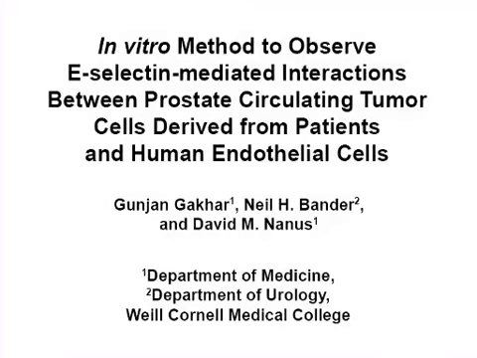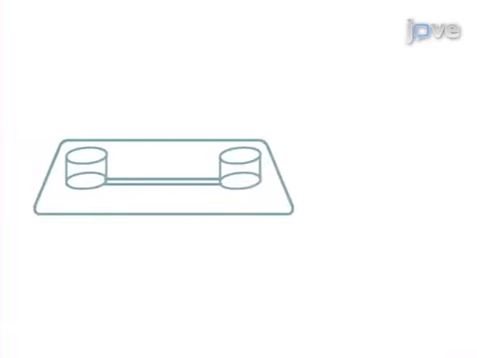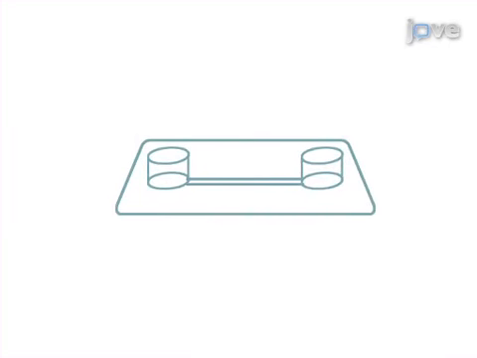The overall goal of this procedure is to examine the interactions between rare prostate cancer cells and E-selectin expressing endothelial cells using a microslide flow assembly. This is accomplished by first coating a microslide with fibronectin.